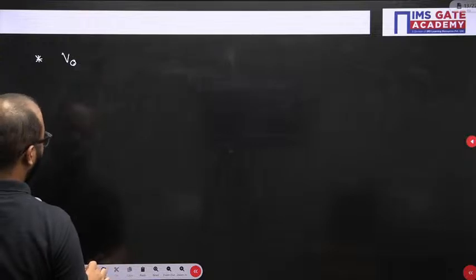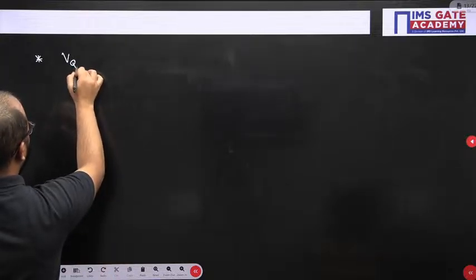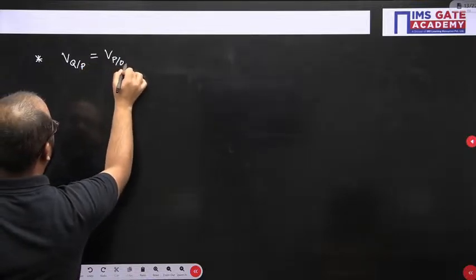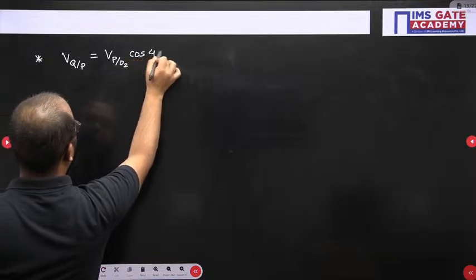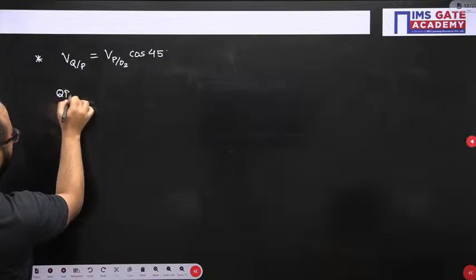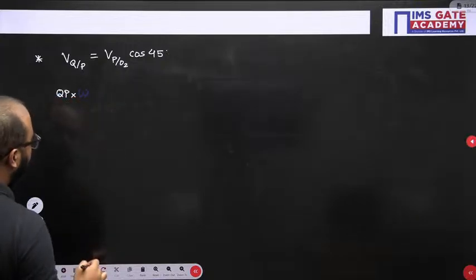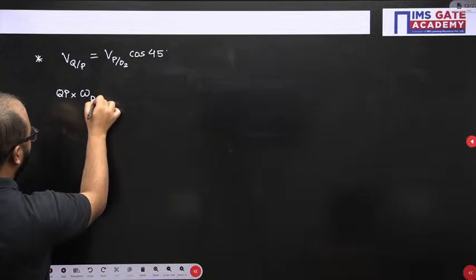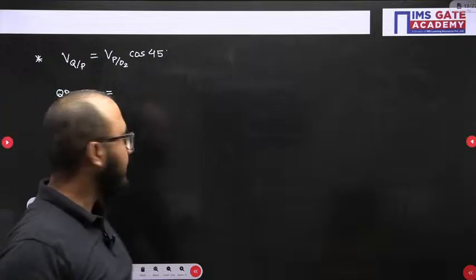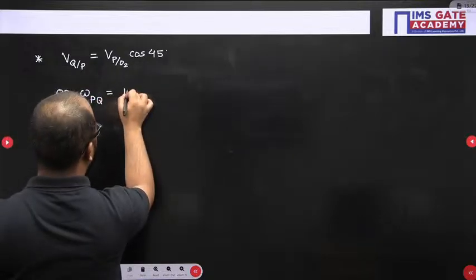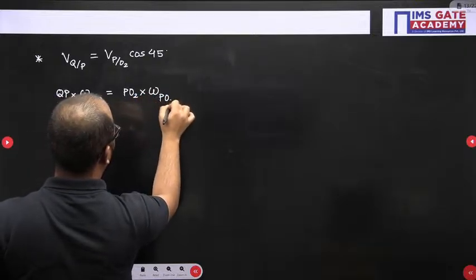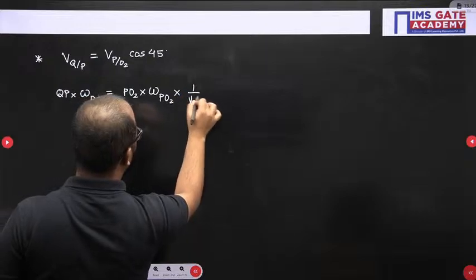Velocity of Q with respect to P will be P with respect to O2 cos 45. Okay, Q with respect to P will be QP multiplied by omega PQ, which was the actual question they are asking, the angular velocity of link PQ, right? P with respect to O2 is PO2 multiplied by omega PO2, cos 45 is 1 by root 2.